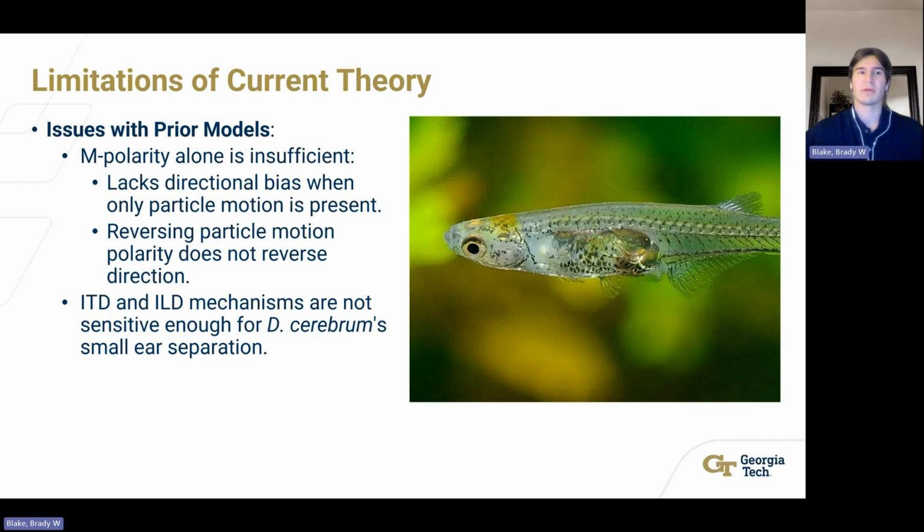Some limitations in the current theory. Dipole polarity alone was insufficient to explain the directional hearing because it lacks directional bias when only particle motion is present, and this was seen in the experiments. And then also ITD and ILD mechanisms are not sensitive enough with the small ear separation within this fish, based off the wavelength of the source.